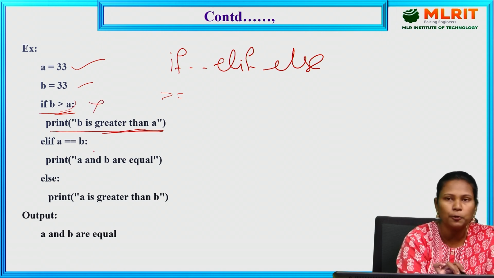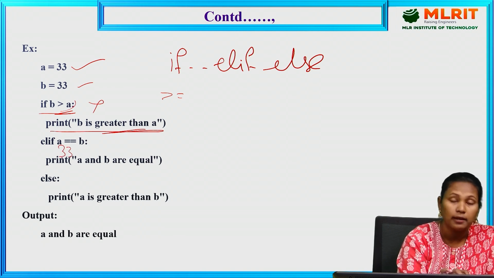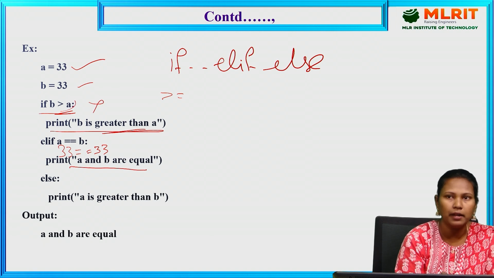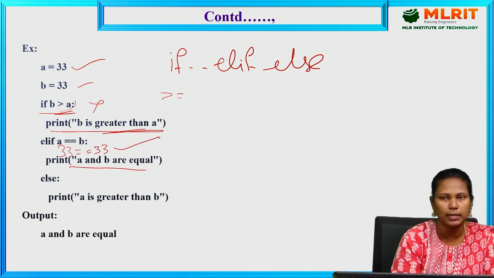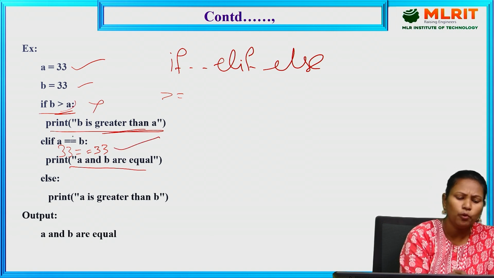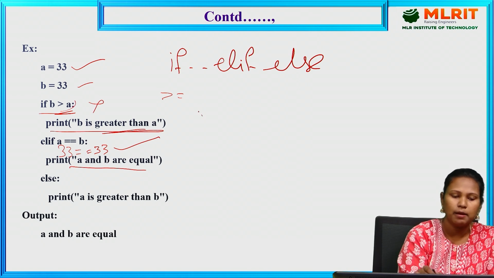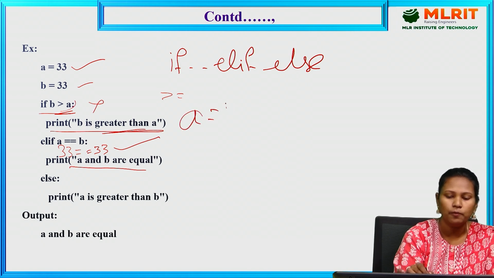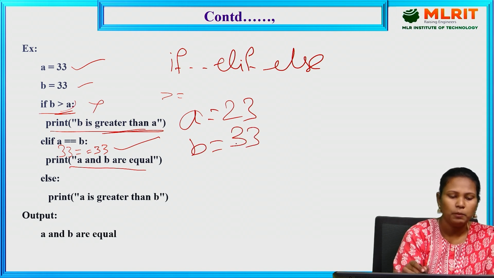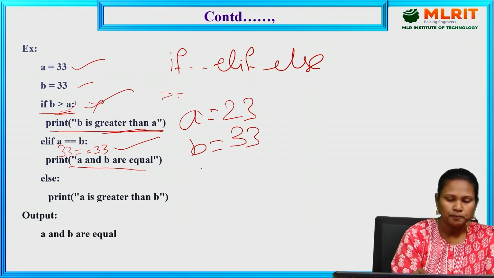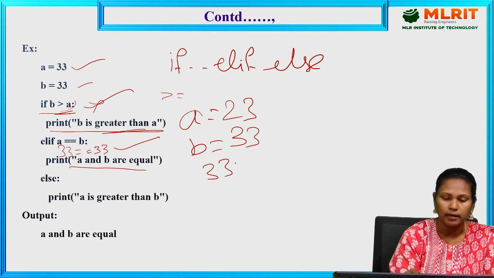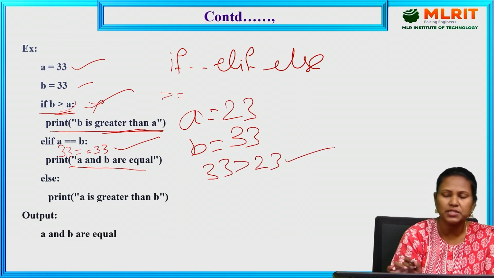We go to the elif. So a equal to b. Yes, the comparison operator we used here: 33 equal to 33, a and b are equal. So it executes this statement. Now if both are not equal, for example, a is equal to 23 and b is equal to 33. Now the first condition, 33 greater than 23, is true.